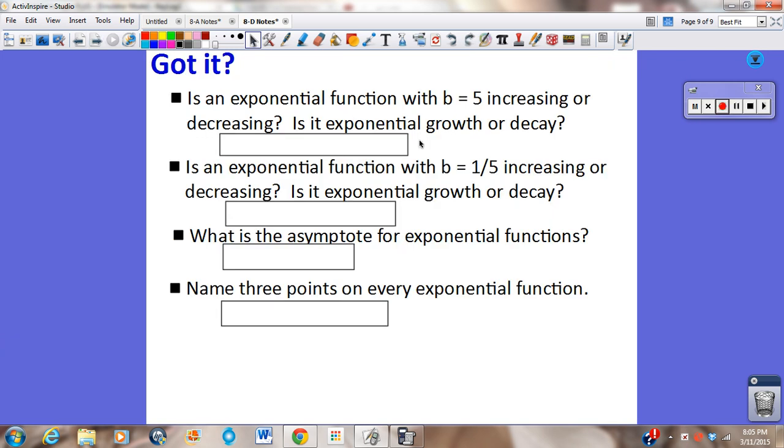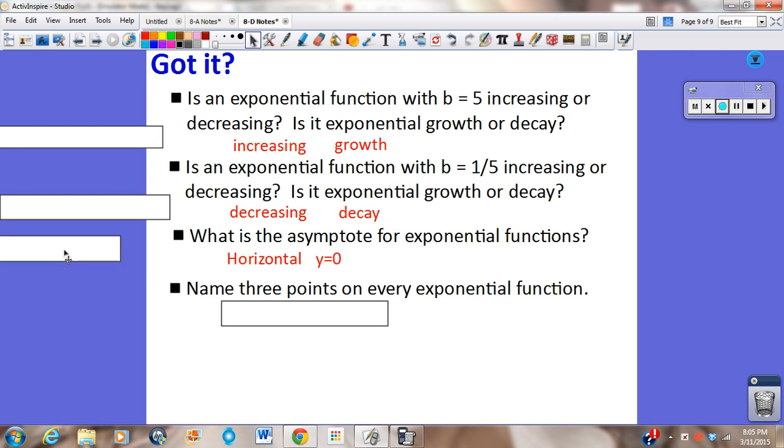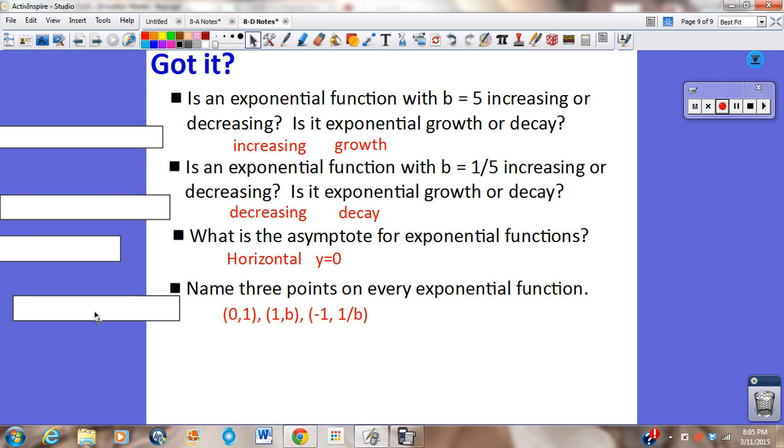Okay, now, this is just a review, so let's make sure you got it. So is an exponential function with b equals 5 increasing or decreasing? It should be increasing, which means it's exponential growth. Here, if b is equal to 1/5, it should be decreasing, which means it's exponential decay. What's the asymptote? Horizontal axis, or y equals 0. And then name the 3 points on every function. 0, 1, 1, b, and -1, 1 over b. If you don't have a graphing calculator, knowing these 3 points will help you do the graph.